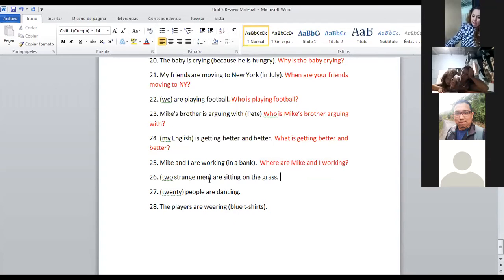Karen Stephanie. Hi. Two strange men. Dos hombres extraños. Sitting on the grass. Sentados en la grama. Who are? No. Porque no sabemos. En la respuesta sí vamos a saber. Pero aquí no sabemos. Who is sitting on the grass? Very good. Two men are sitting on the grass. Excellent.